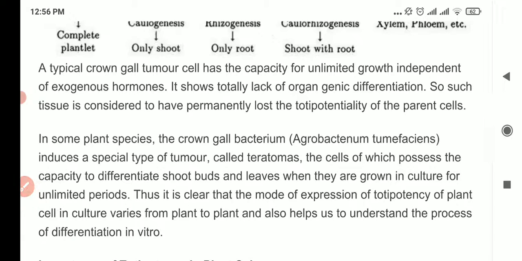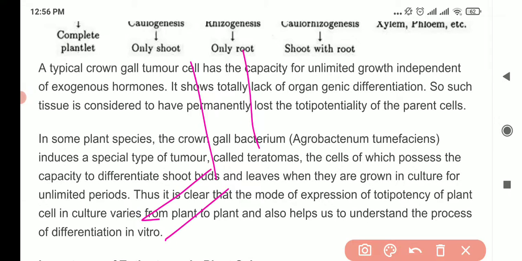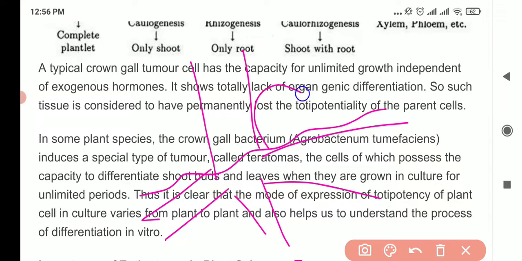Okay, so there is a crown gall. It's a disease that affects plants in the part where the root and the stem meet. There is like a tumor. Okay, it looks like a nodule, but it's not. It's like a tumor.